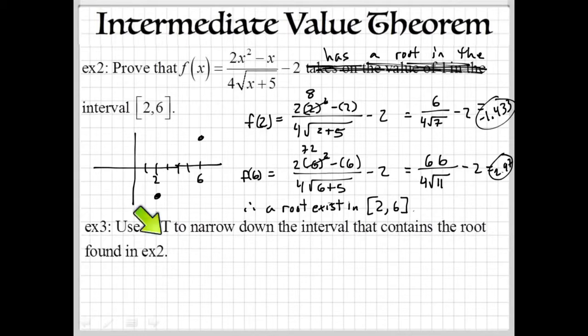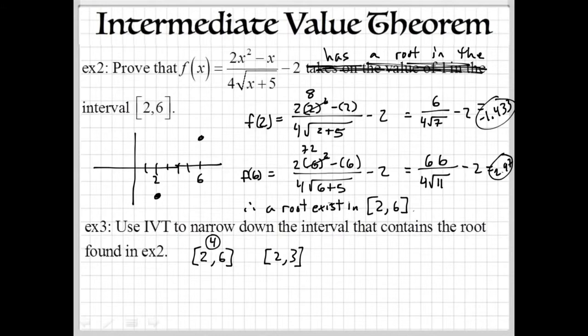The next question says, use the intermediate value theorem to narrow down the interval that contains the root found in example 2. So to narrow it down, all that means is to make the interval smaller. Right now the interval that we have is 2 to 6. That interval has a distance of 4. We can narrow this down by, I don't know, let's try 2 and 4. Or even we can jump even smaller, 2 and 3.